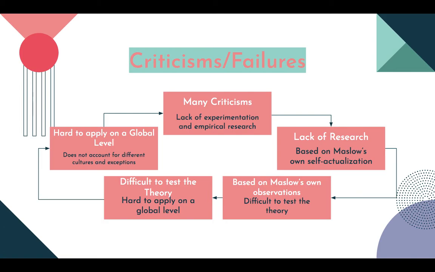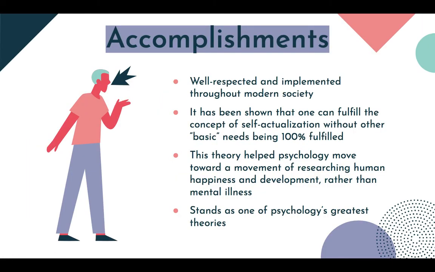And it's also difficult to test this theory and apply it on a global level because Maslow really failed to consider other cultures. He focused on the needs built around being a white, intelligent American man, and not the fact that on a global level, different cultures have different expectations, and they may work toward community goals instead of self-actualization.